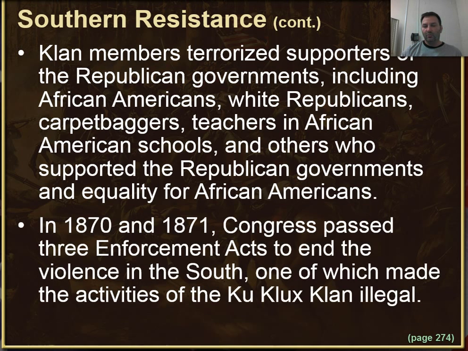In 1870 and 71, Congress passed three enforcement acts to end the violence in the South, one of which made the activities of the KKK illegal.